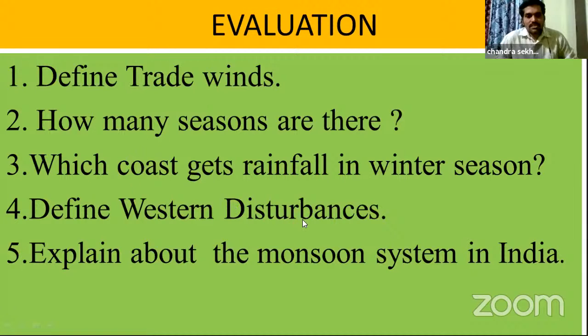Third question: which coast gets rainfall in the winter season? Particularly in the winter season, which coast gets rainfall? We discussed that the Coromandel coast receives high rainfall in the winter season. Define western disturbances. What do you mean by western disturbances, and where do they come from? Why are we calling them western disturbances? Explain the monsoon system in India. Types of monsoons, and what are the reasons for monsoons in India. You can also write the importance of monsoons for this question.